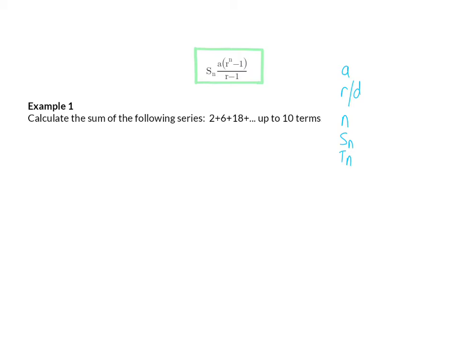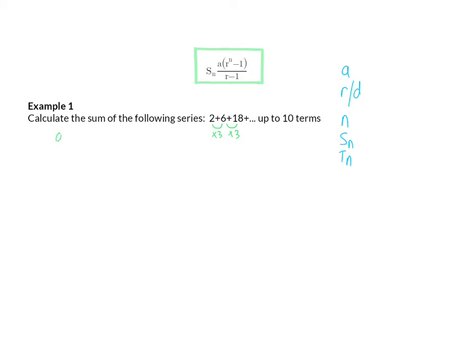Calculate the sum of the following series: 2, 6, 18 up to 10 terms. So they do not tell us what type of series this is. So we are going to have to determine whether it's arithmetic or geometric. Now, if you look at the difference, there's no constant difference because we add 4 and then we add 12. But there is a constant ratio because we multiply by 3 every time, meaning this is a geometric series.